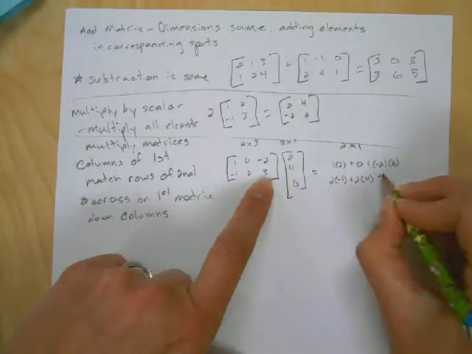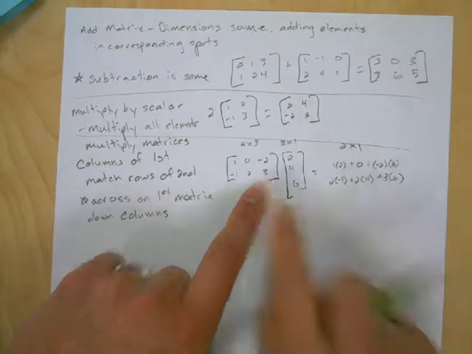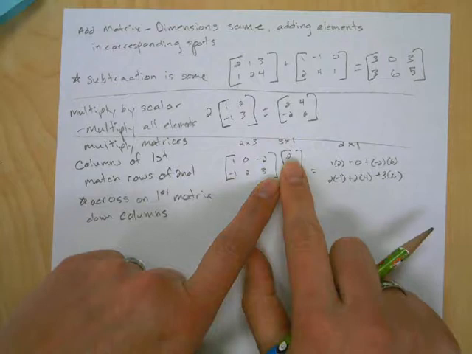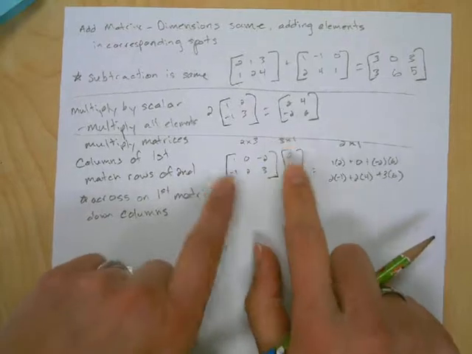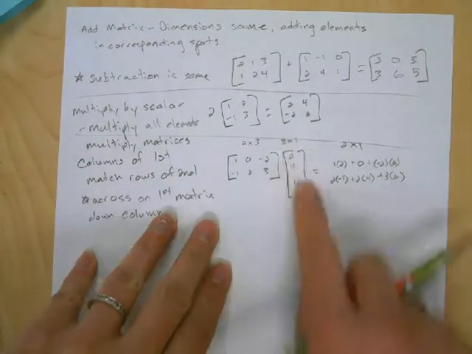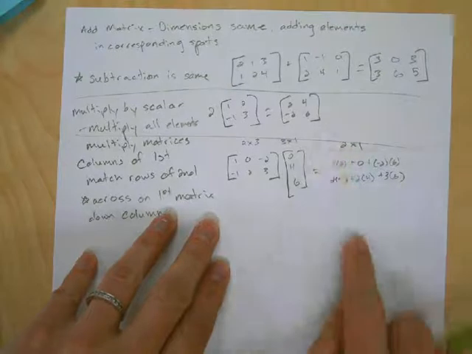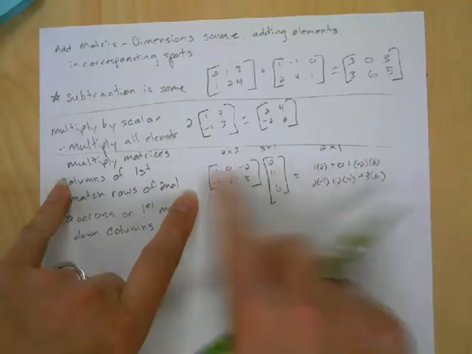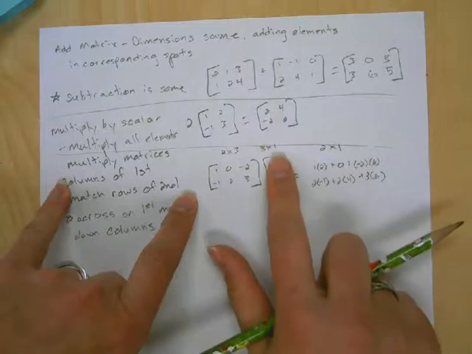Alright, notice that I never leave one hand in the same spot. I'm always moving, always going from left to right and top to bottom. The idea here is that every row will get multiplied by every column, because our answer is rows by column. So every row, the 2 rows, by every column. If this was a 3 by 3, I should be doing 2 rows by 3 separate columns.